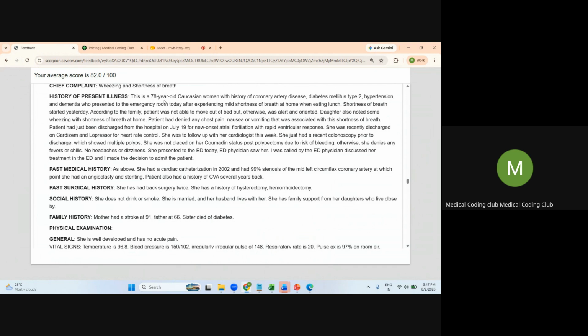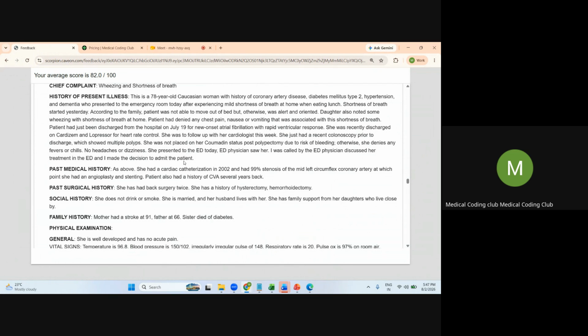So this is a 78-year-old woman. You can read it, please. Then I'll explain what is needed for the AI modifier. If you see here, she presented to the ED today, the emergency department, and the ED physician saw her. I was called by the ED physician, discussed her treatment in the ED, and I made the decision to admit the patient.